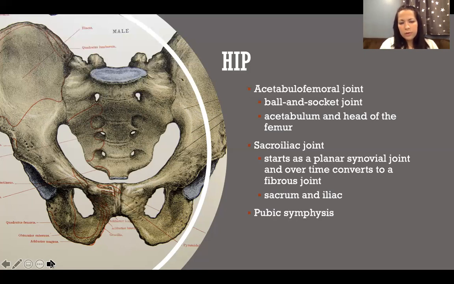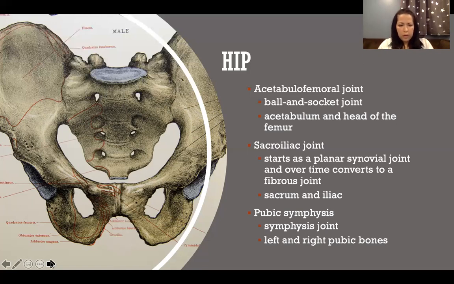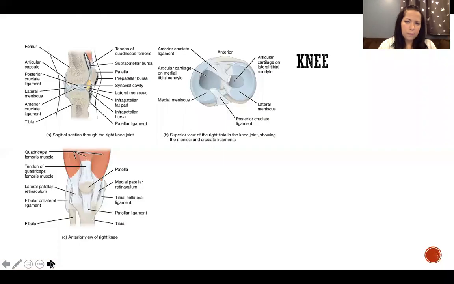And then the pubic symphysis, I talked a little bit about it when I talked about symphysis type joints. It's a cartilaginous joint joined by a disc of fibrocartilage, and that's the articulation between the left and right pubic bones. Okay, moving on to the knee.